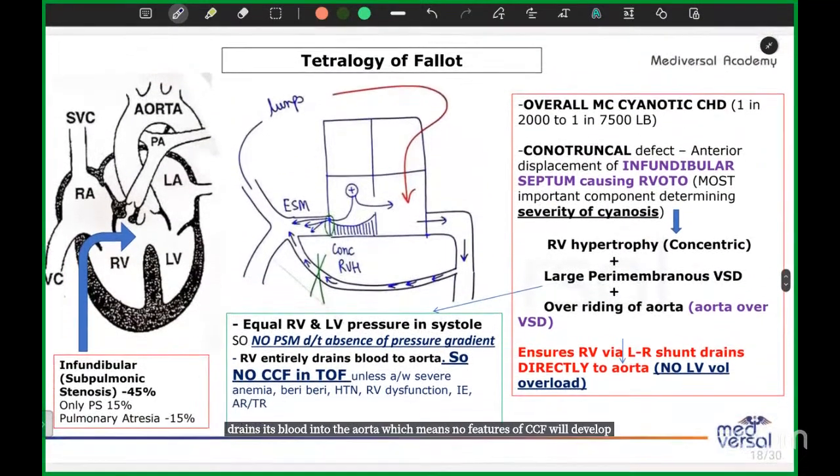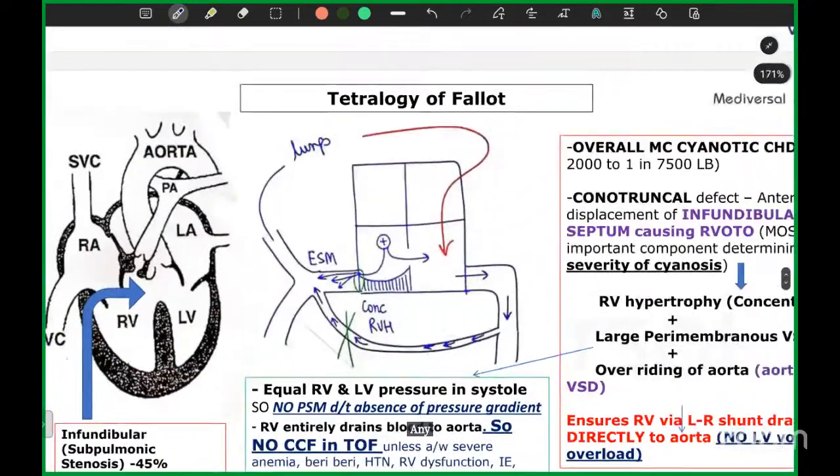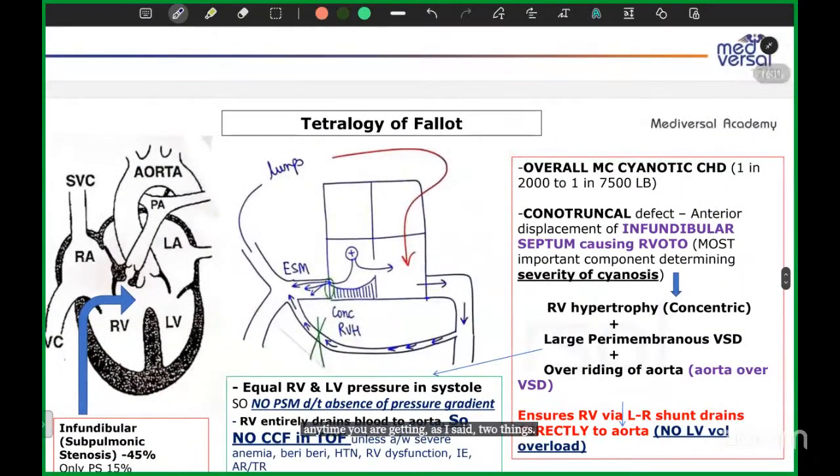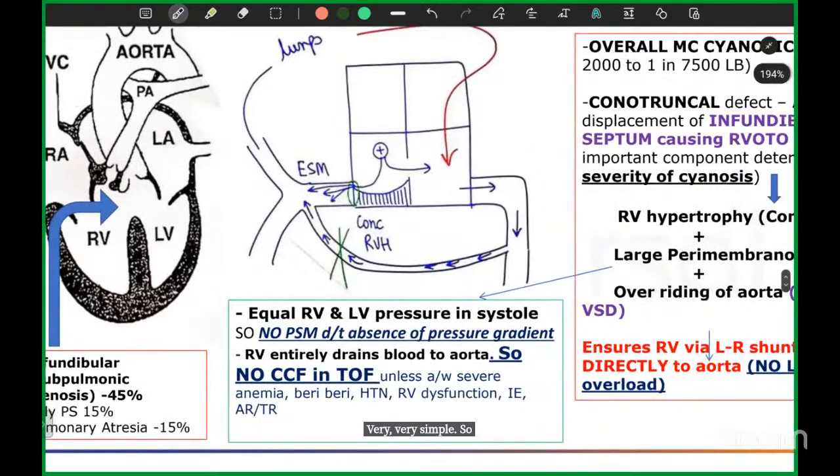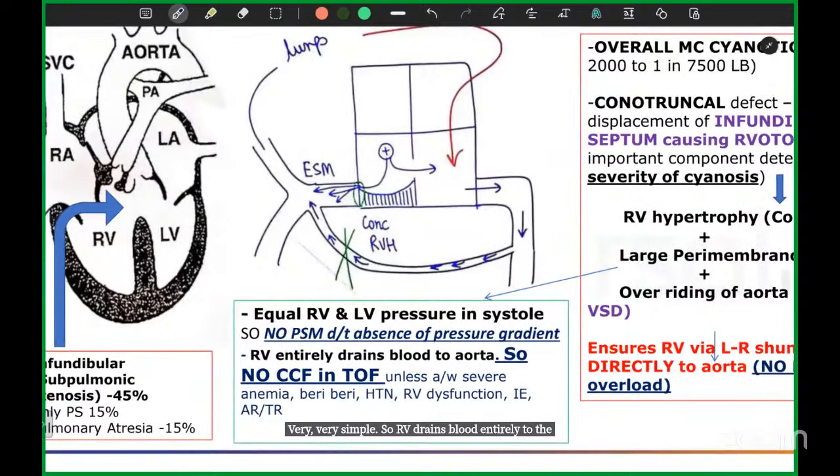This is such an important point. Anytime, as I said, two dictums. Anytime you are getting a CCF at birth, it cannot be TOF. Anytime you are getting a TOF, it cannot have CCF. Very, very simple. So the RV drains blood entirely to the aorta, so there is no CCF.